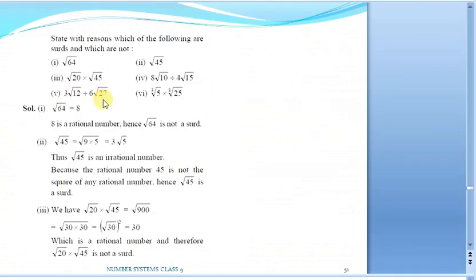Now we shall see some examples where we have to identify the given things, whether they are surds or not. So let us see. State with reasons which of the following are surds and which are not. With reasons, we have to just justify our answer. Now the first one is square root of 64.